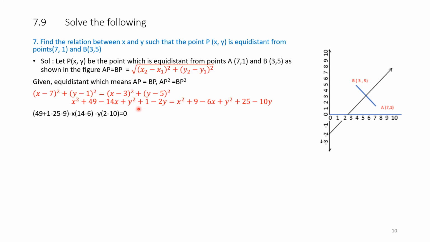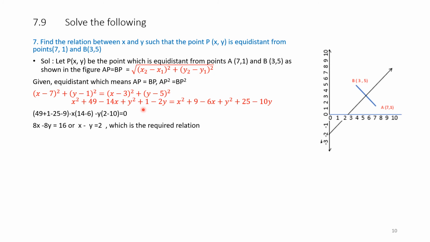Hence, it gets cancelled. Therefore, 49 plus 1, 50 minus 9 minus 25 minus x. Here you take minus x into 14 minus 6 minus y into 2 minus 10 equals 0. This is 2 minus 2; we have taken minus y common, therefore it will be 2. This becomes 10y. When it comes to the left side, it becomes plus 10y, and because we are taking the minus sign, it becomes minus 10.